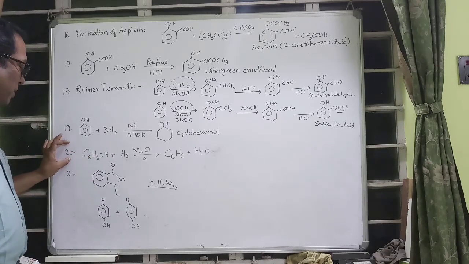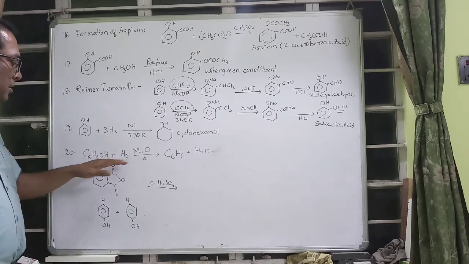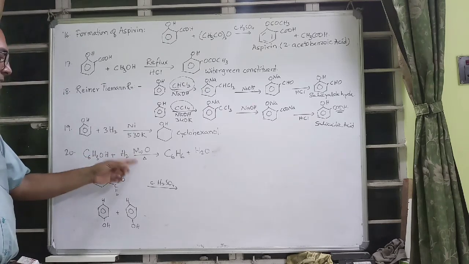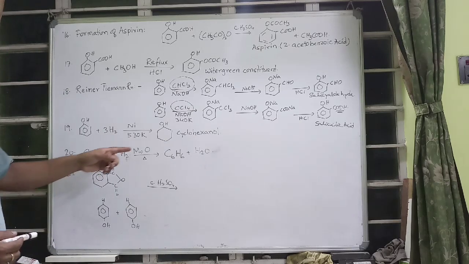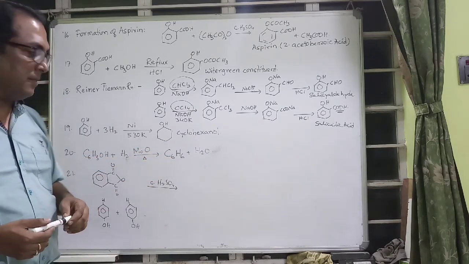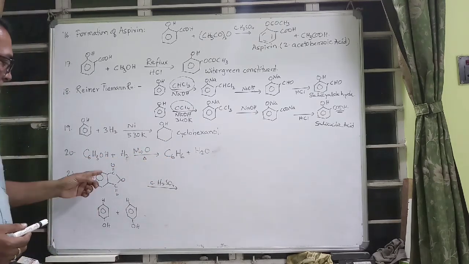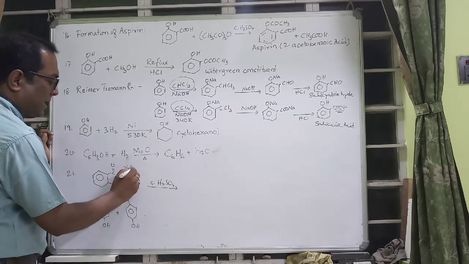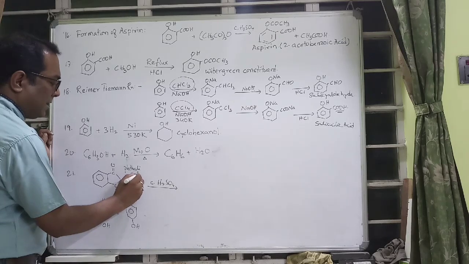Finally, on point number 20, phenol, when heated with hydrogen in the presence of molybdenum oxide, forms benzene. And this is phthalic anhydride, spelled P-H-T-H-A-L-I-C, phthalic anhydride.